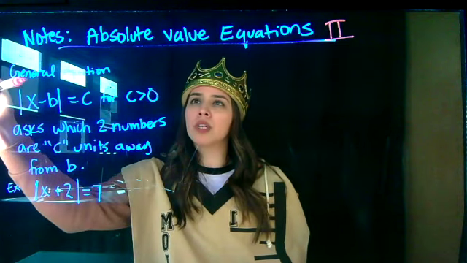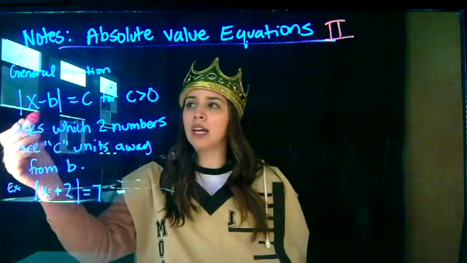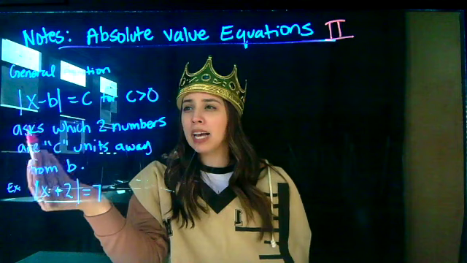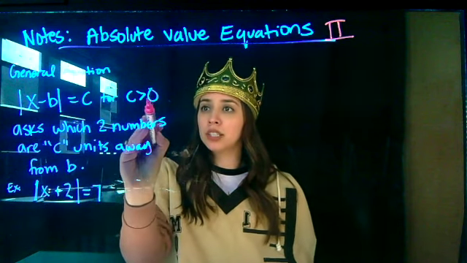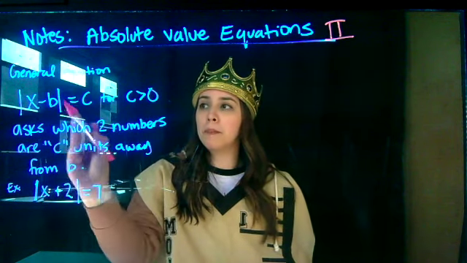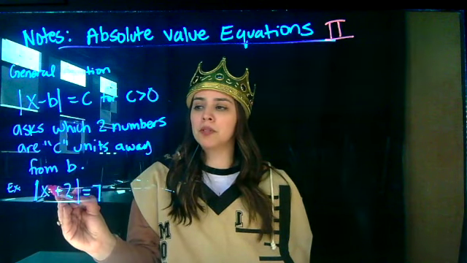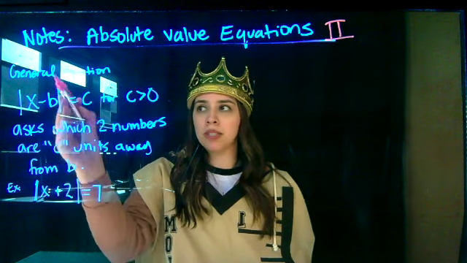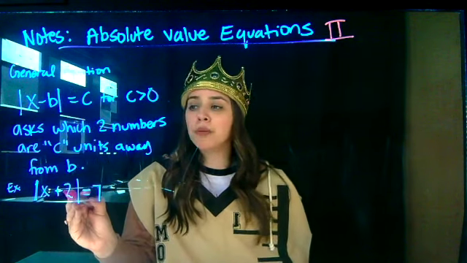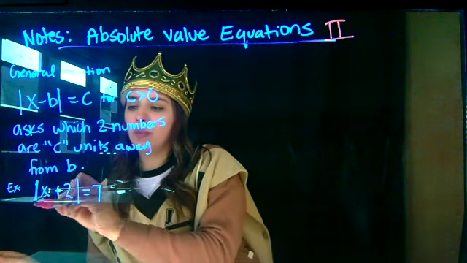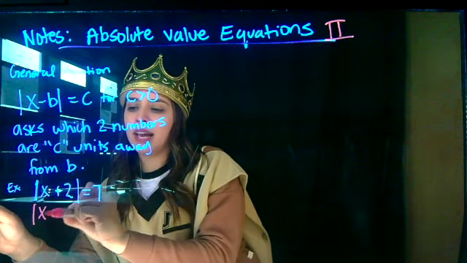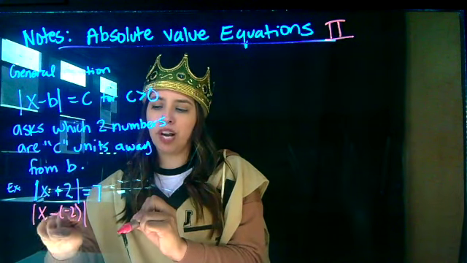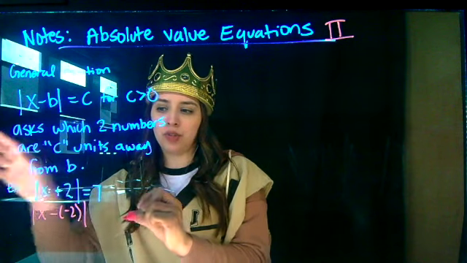So we remember the general equation when we're solving absolute value equations is |x - b| = c, for c greater than 0. This general form asks us which two numbers are c units away from b. So here's an example. We have the absolute value of x + 2 = 7. Now, x + 2 is not in the general equation form, so we could make it into the general form so that we know where our starting place is. So we would say |x - (-2)| = 7. Those are equivalent, right? Because the subtraction of a negative 2 is the same as the addition of a 2.